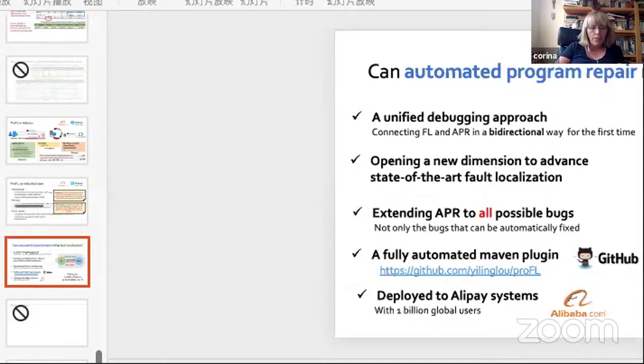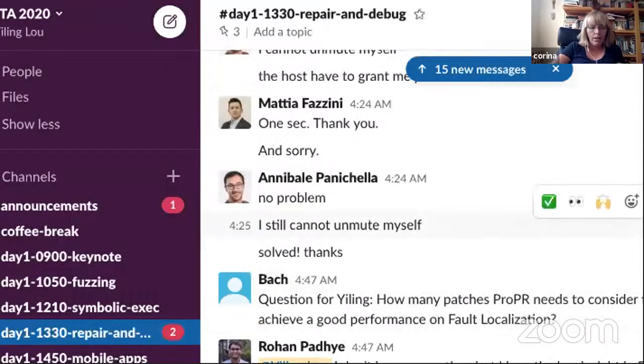Bach, who was supposed to be the session chair, had some technical problems, but now he's online. So he is asking, how many patches does ProFL need to consider to evaluate to achieve a good performance on fault localization?